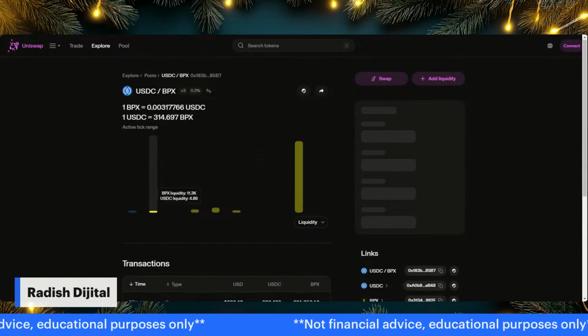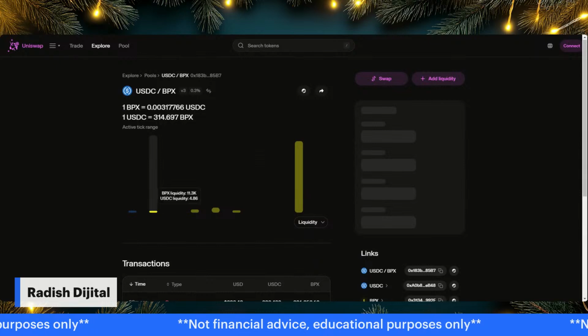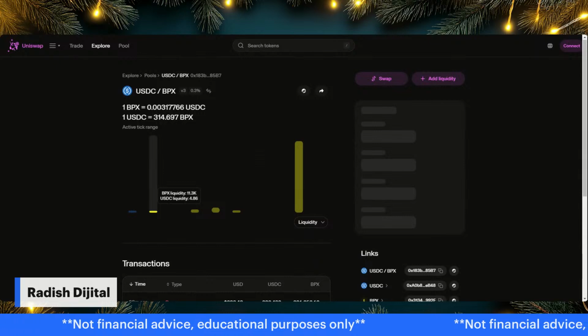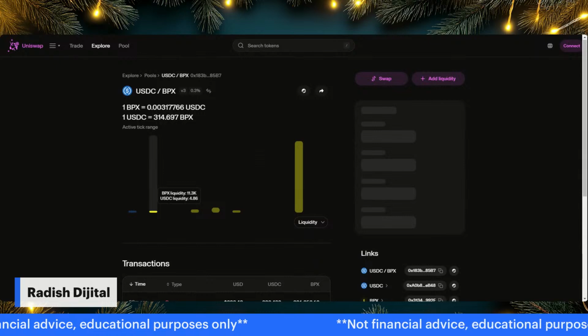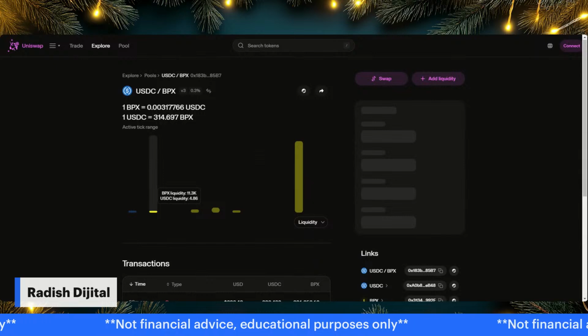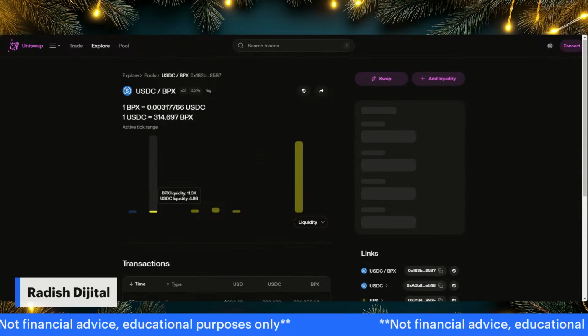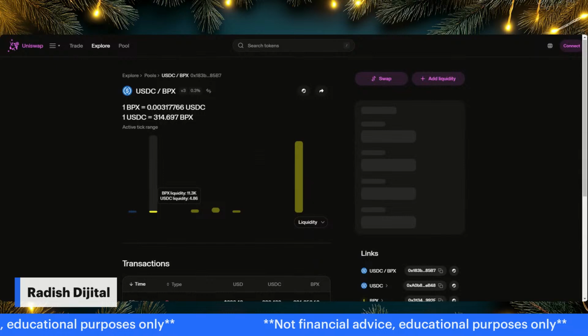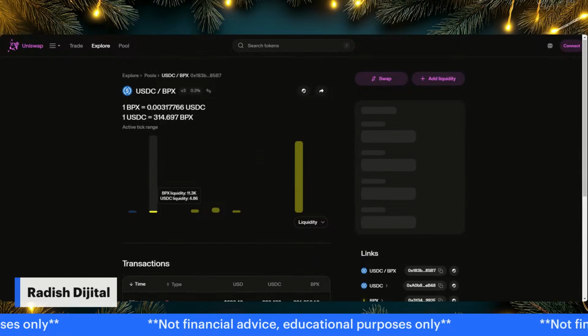Now this will show you the liquidity. You can scroll over and see where people have liquidity in there. Okay, and so I can see BPX liquidity. Explain this to us. It says BPX liquidity 11.3K, USDC liquidity 4.86. Yes.